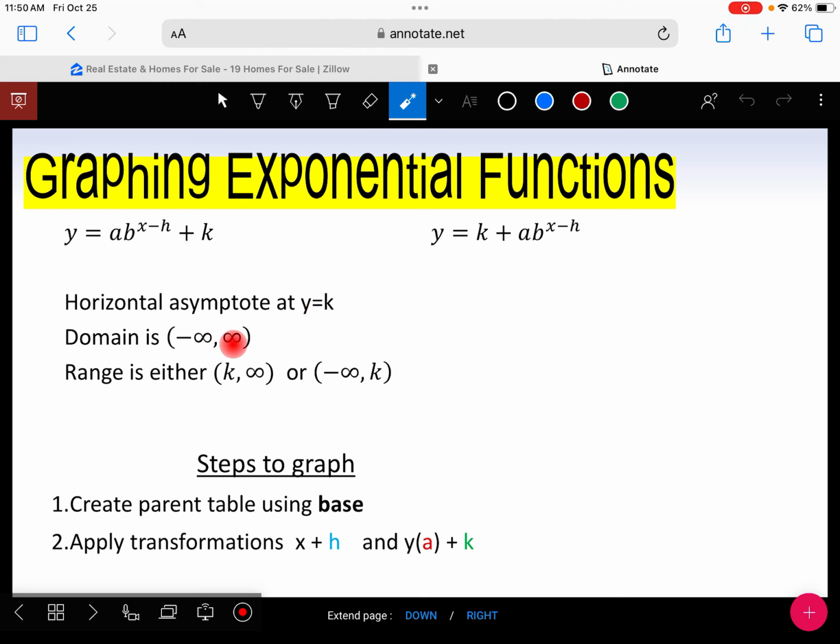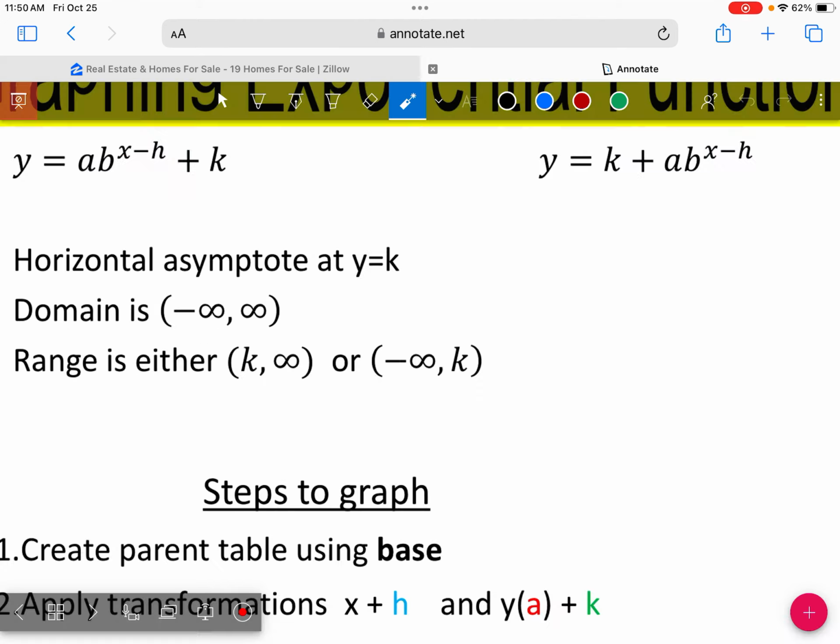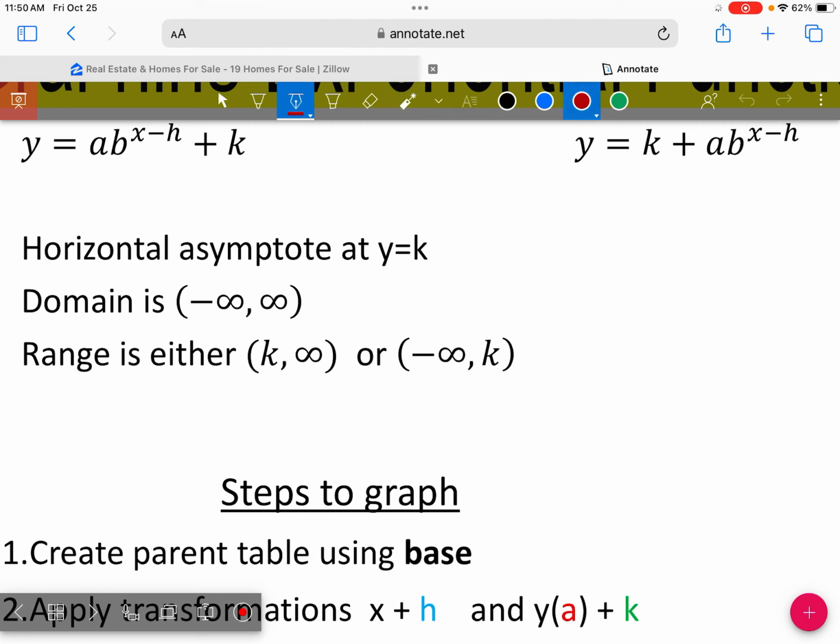The domain is all real numbers. And the range is either going to be k to infinity or negative infinity to k. So if a is positive, this is what it's going to look like. But if it's reflected and a is negative, then this is what it's going to look like.